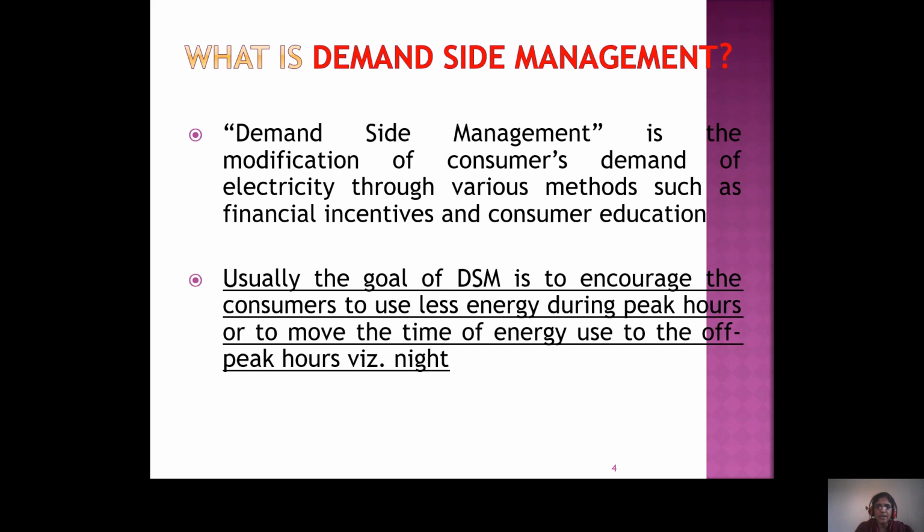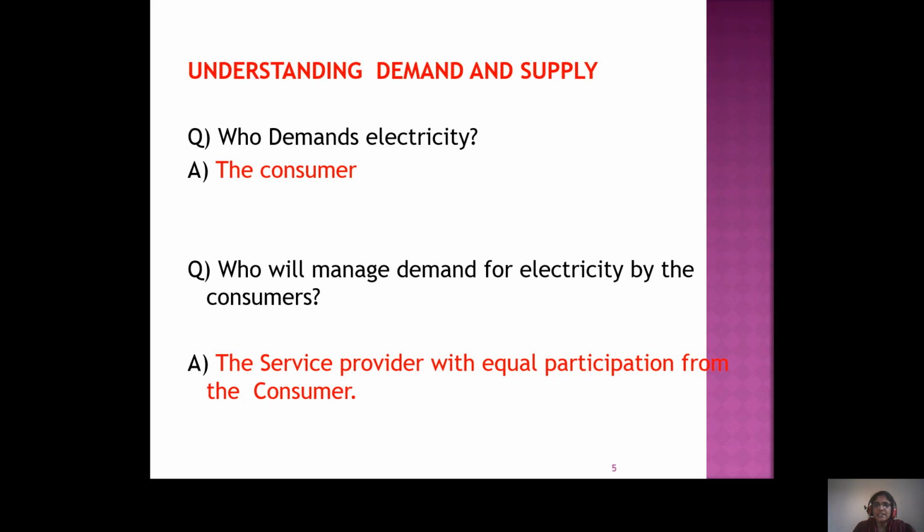Demand side management is the modification of consumers' demands for electricity through various methods such as consumer education and financial incentives. So usually the goal of demand side management is to encourage consumers to use less energy in peak hours and to move the time of energy use to off-peak hours.